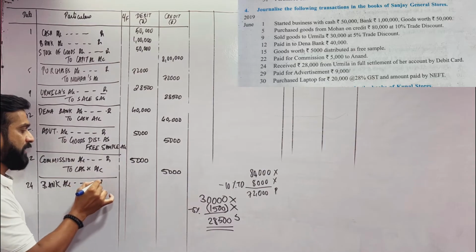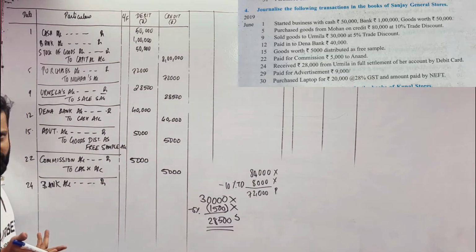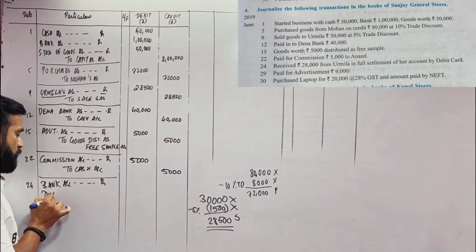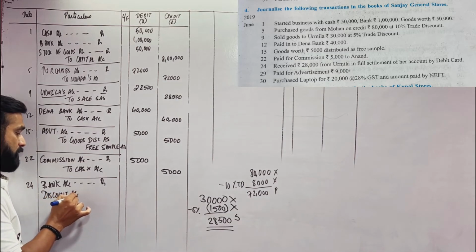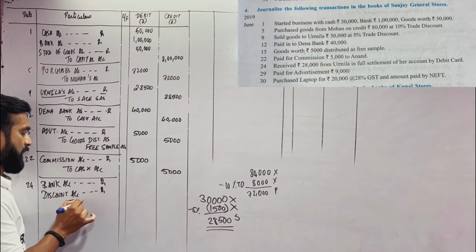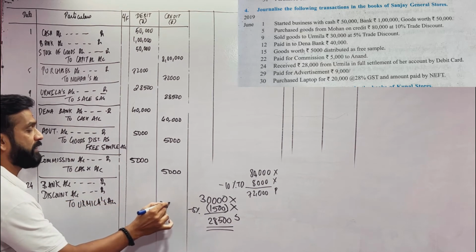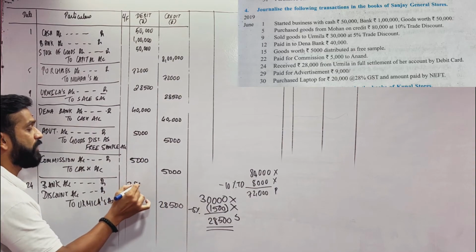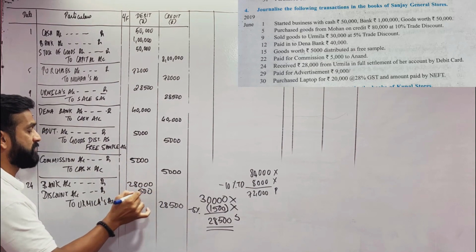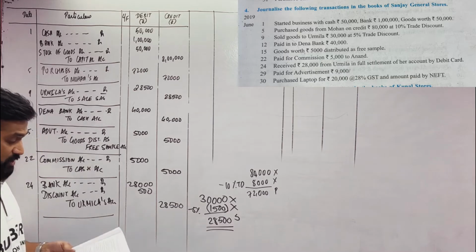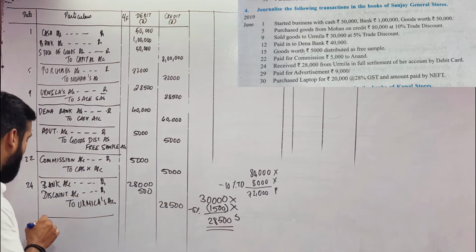याद है ना, डिस्काउंट इज गर्लफ्रेंड ऑफ कैश एंड बैंक. तो बैंक अकाउंट डेबिट होएगा तो डिस्काउंट भी डेबिट होएगी. डिस्काउंट अकाउंट डेबिट, टू किसने पैसा दिया? उर्मिलाज अकाउंट. उर्मिला से लेने थे 28,500. शी हैज गिवन 28,000. 500 इज डिस्काउंट.